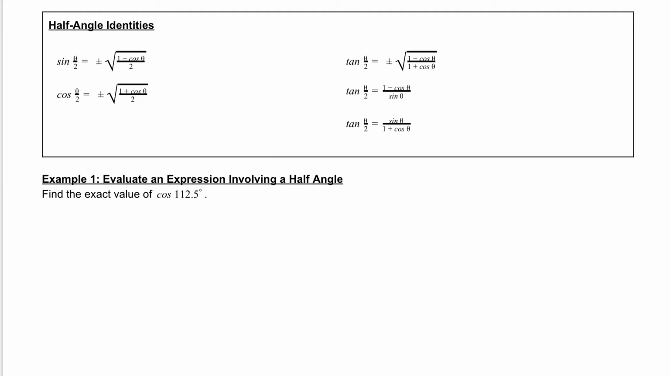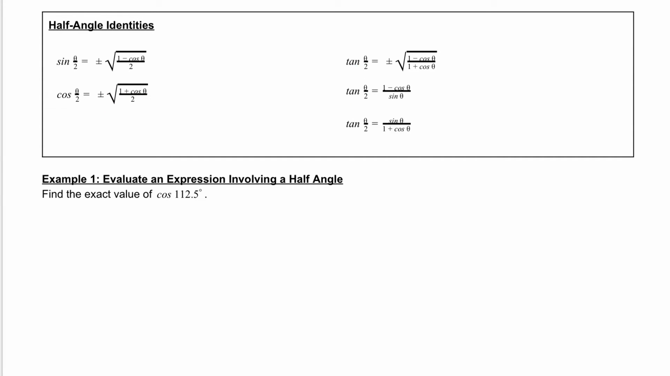So if theta is in the first quadrant, where sine is positive, you would choose the positive. Sine is negative in the third quadrant, so if you had an angle that was in the third quadrant, you'd pick the negative sign. So this plus or minus depends on what quadrant your angle is in to begin with. Cosine of theta over 2 is plus or minus, again, you choose plus or minus depending on what quadrant you're in, the square root of (1 plus cosine theta) over 2.